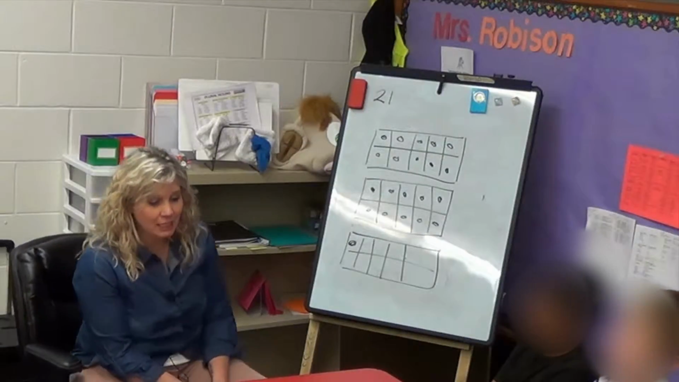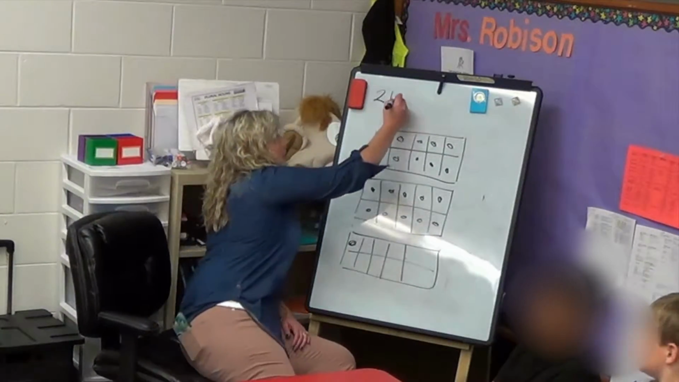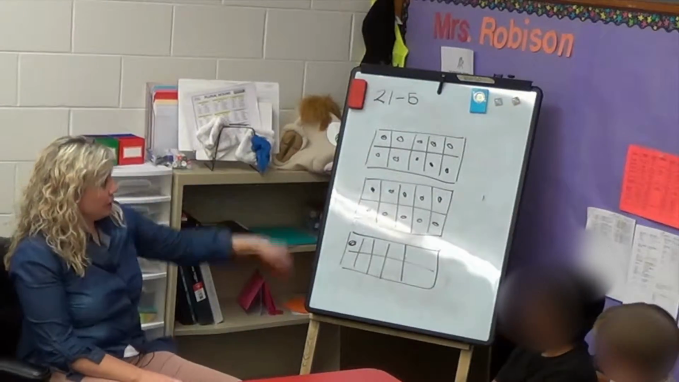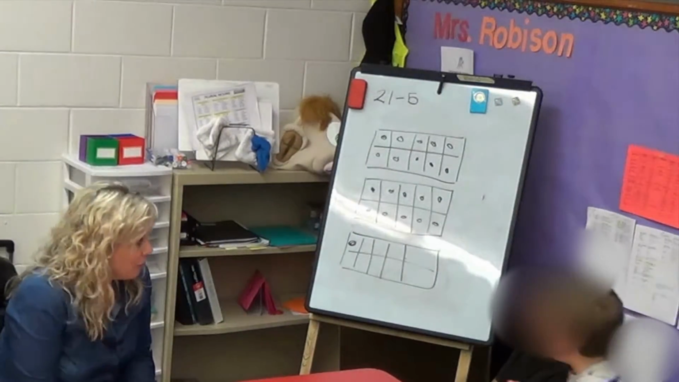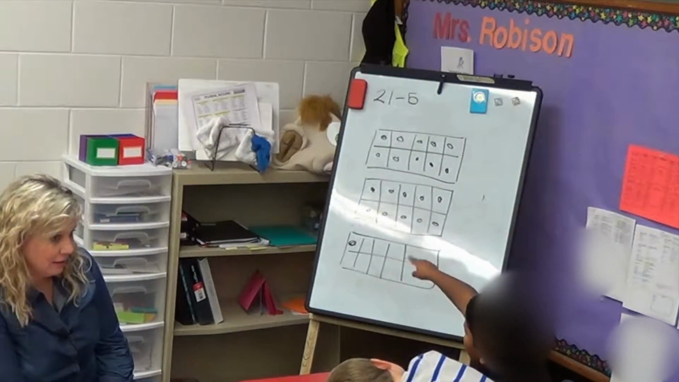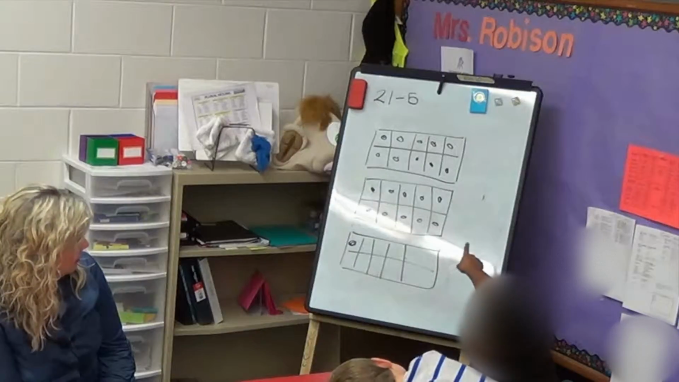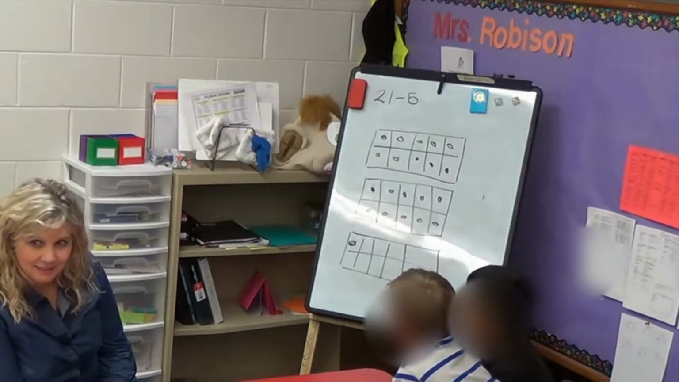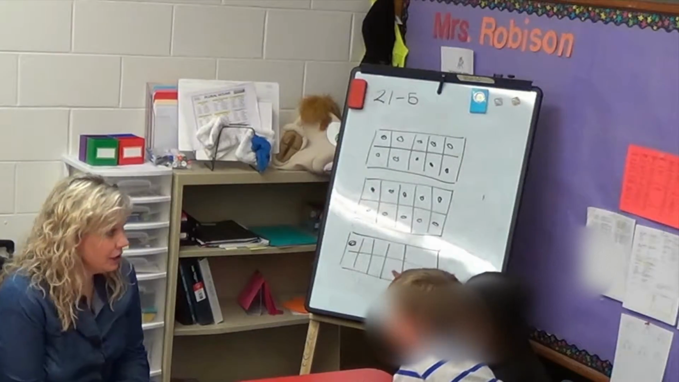All right, so if I want to take away 5, will you talk to your neighbor and see where you're going to take 5 away? Take 1 away and then those 4 and then take away 4. The line above it. Yeah. Take away 5. Okay, now here's what you're going to do.